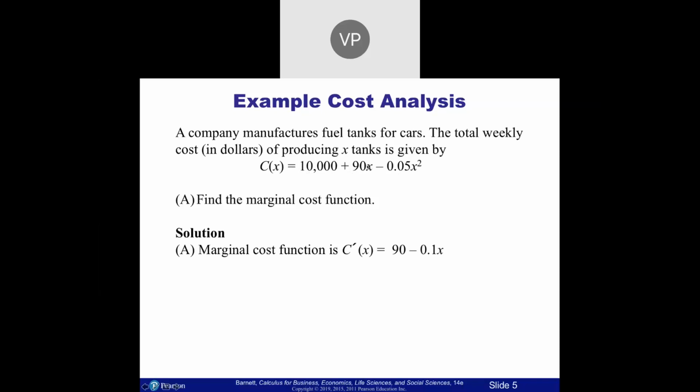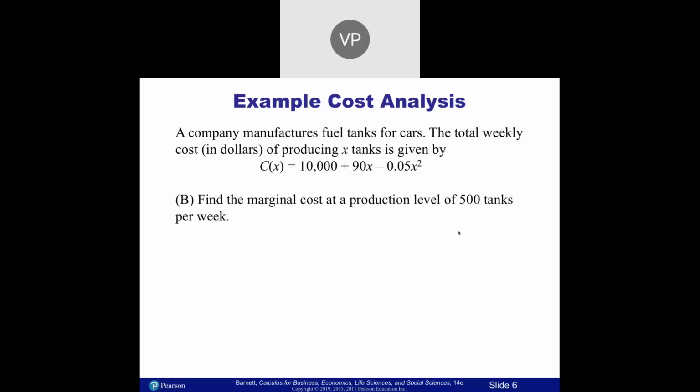Derivative of something times x is just that something, this 90 in this case. And then over here, remember, you take the power, multiply it up front. That gives you a negative 0.1, and you drop the power by 1. This is your marginal cost function. That's all you have to do when they ask anything of a marginal something: marginal cost, marginal revenue, marginal profit. It just means take the derivative of that original function.